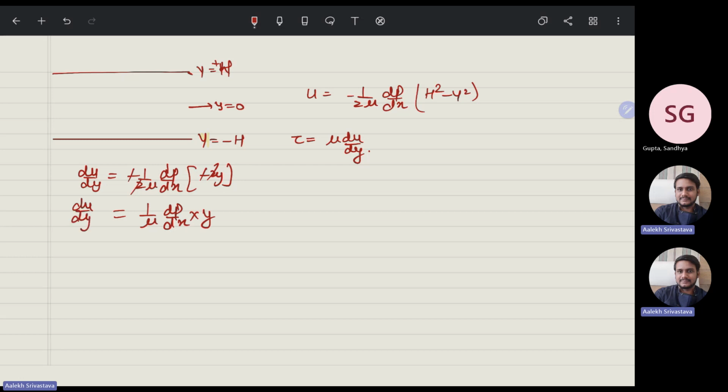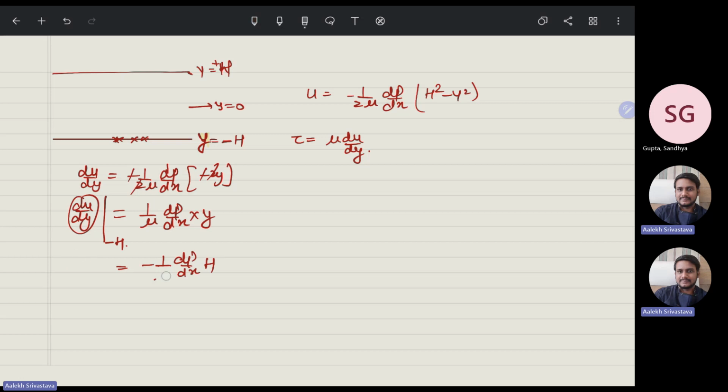Now this gradient should be evaluated at minus h. Why at minus h? Because only there is the shear stress felt, because of the no slip boundary condition. If I put minus h, it would be minus 1 by mu dp by dx into h. If I multiply with mu, it will be the shear stress.